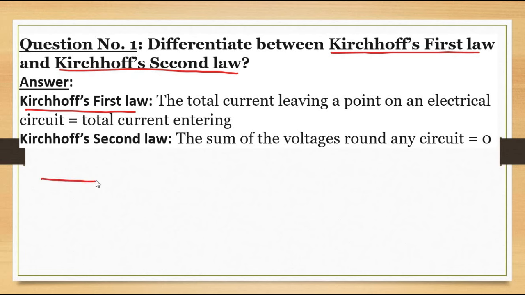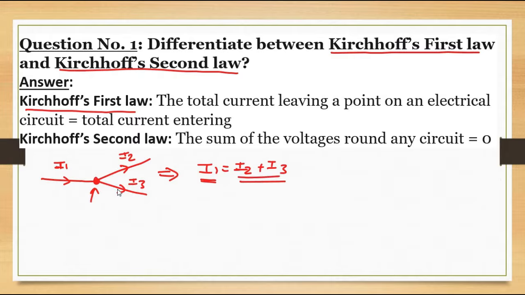Consider a circuit. If a current I1 is entering this point and I2 and I3 are leaving this point, then according to this theorem, you can simply write the equation as I1 equals I2 plus I3, which means that the total current I1 entering at this point is equal to the sum of total current leaving through this point. So hope that you are clear with this first law.